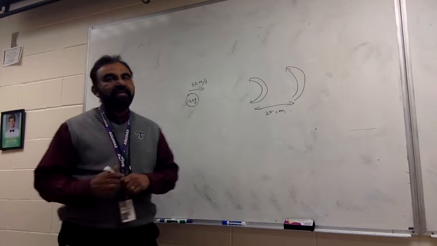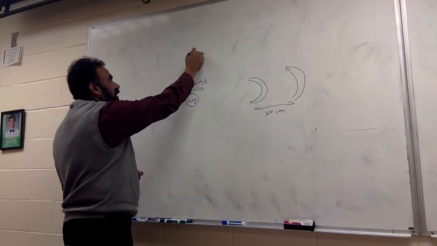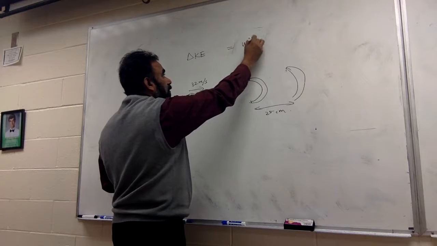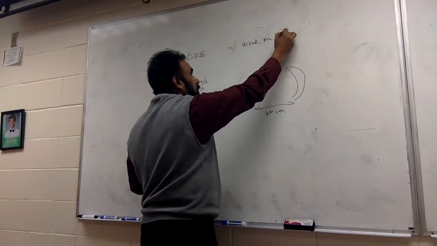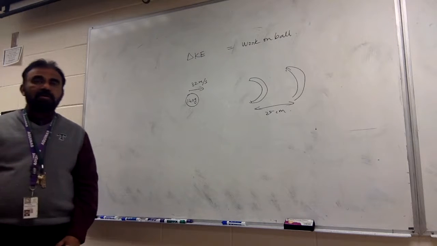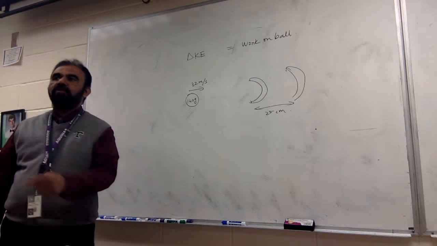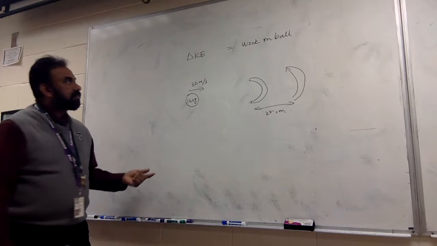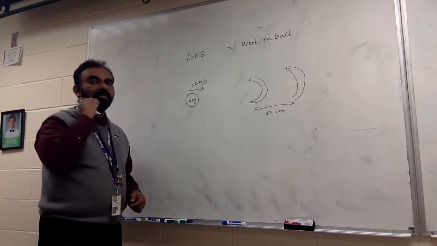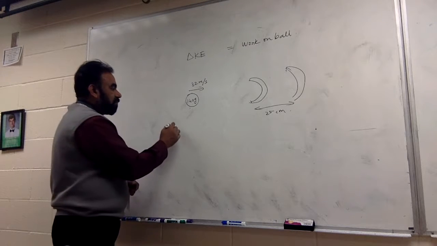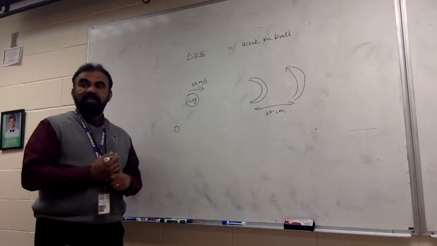So basically, the idea of this problem is this. The change in the kinetic energy that the ball is undergoing is equal to the work done on the ball. Whatever change the ball is experiencing is all because work was done on the ball, correct? Okay, what's the change of kinetic energy? What's the final kinetic energy? 0.